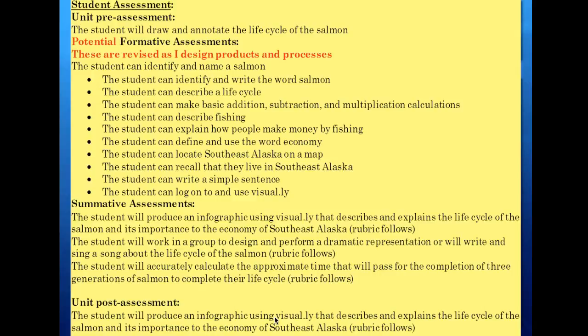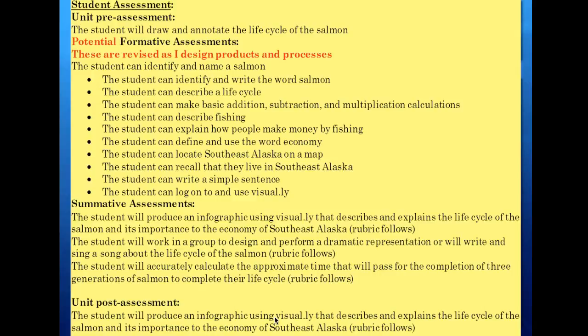Student can describe a life cycle, back to science. Student can make addition, subtraction, multiplication calculations. Doesn't say related to salmon, but easily enough if you're doing a salmon count, for example, like Fish and Wildlife does. The student can describe fishing. So that would be a descriptive written assessment. It would also be part of science. The student can explain how people make money by fishing. And we have a little bit of math again and economics even.